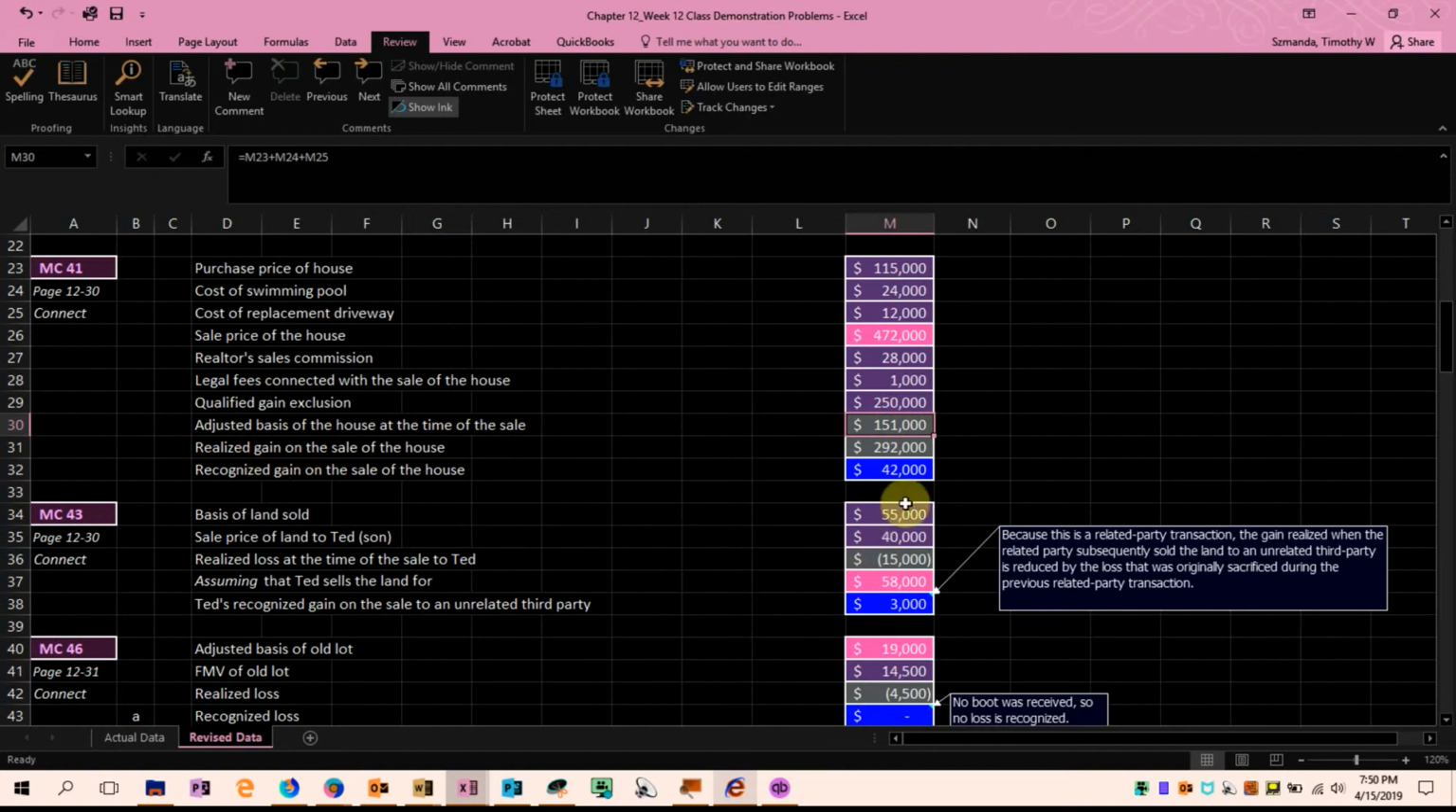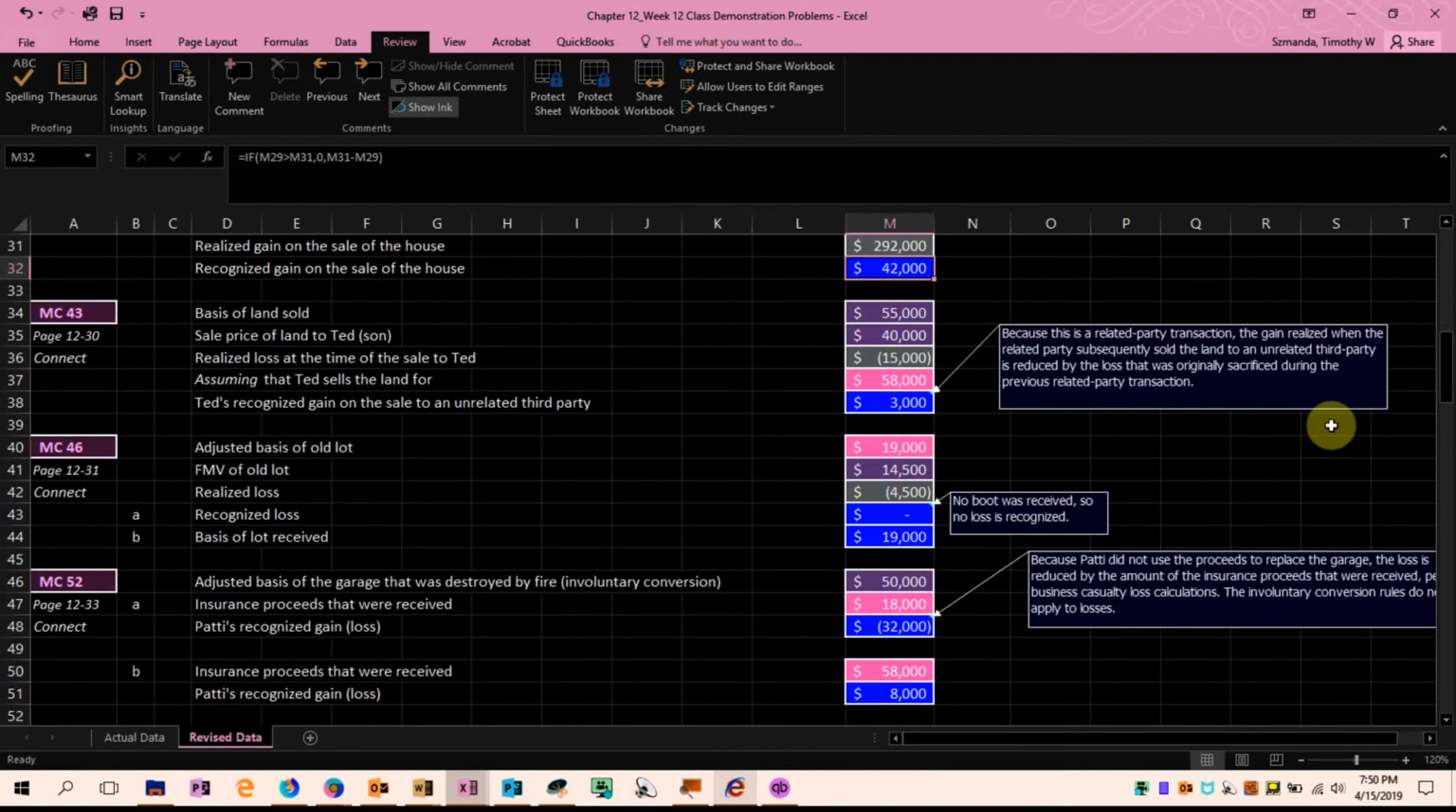So the realized gain on the sale of the house then, the realized gain, not the recognized, will be the sale price of $472,000, and we'll deduct the $28,000 sales commission, deduct the $1,000 legal fees, and then we'll deduct the adjusted basis of $151,000, and that will give $292,000 of realized gain. Then $42,000 is recognized gain on the sale of the house, because the $292,000 exceeds the exclusion amount of $250,000 by $42,000. So there's a partial gain recognition on the sale of this house.